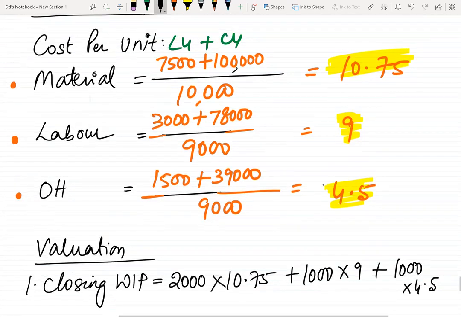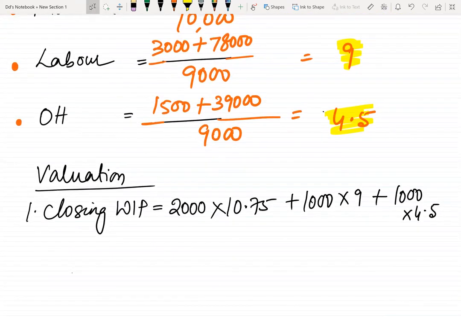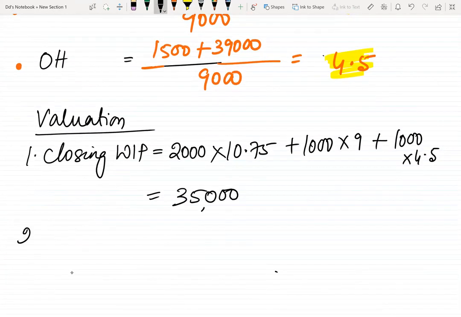Sir, can I take 1,000 into inside bracket 9 plus 4.5? Obviously, yes, no problem. So this will be 2,000 into 10.75, 1,000 into 9, 1,000 into 4.5. 35,000. Let me just recheck. 2,000 into 10.75, 1,000 into 9 and 1,000 into 4.5. Yes, 35,000. Then transfer. Here it should be very easy.